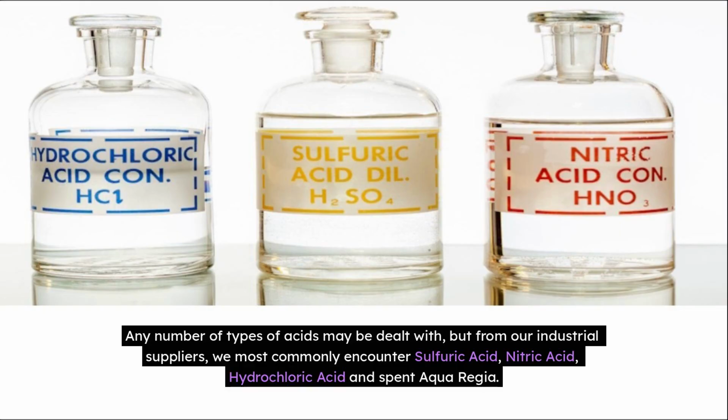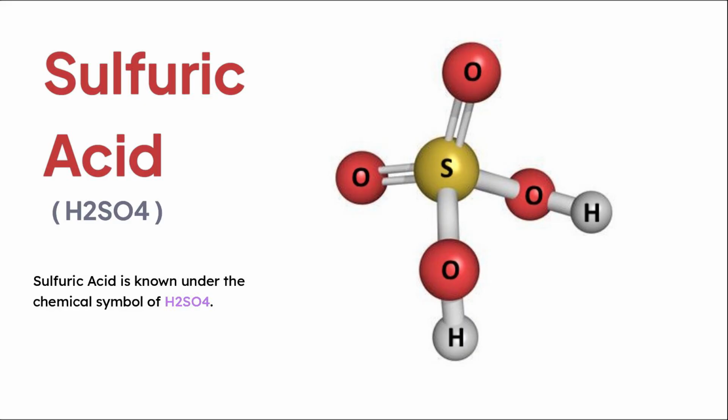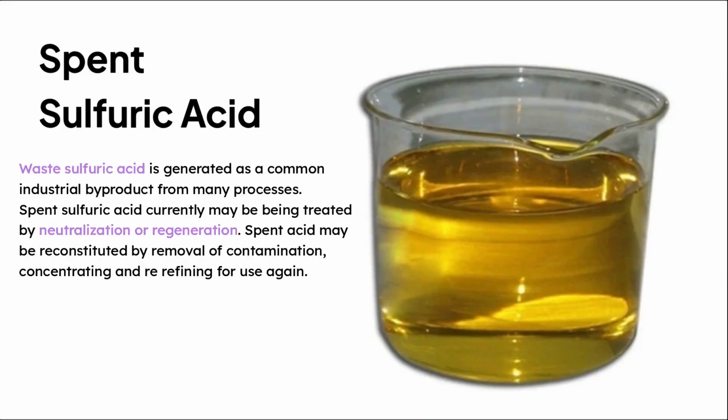Any number of types of acids may be dealt with, but from our industrial suppliers, we most commonly encounter sulfuric acid, nitric acid, hydrochloric acid, and spent aqua regia. Sulfuric acid is known under the chemical symbol of H2SO4. Waste sulfuric acid is generated as a common industrial byproduct from many processes. Spent sulfuric acid currently may be being treated by neutralization or regeneration. Spent acid may be reconstituted by removal of contamination, concentrating and re-refining for use again.